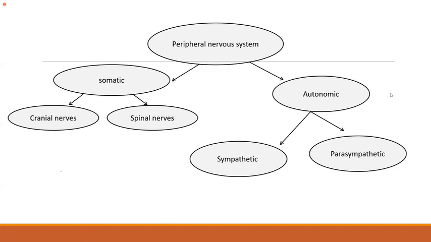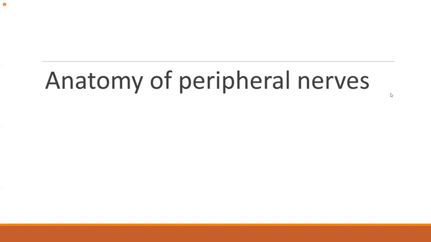The somatic nervous system is further divided into cranial nerves and spinal nerves, while the autonomic nervous system can be divided into the sympathetic and parasympathetic systems. So, first we will focus on spinal nerves.